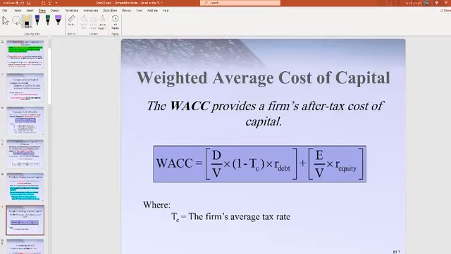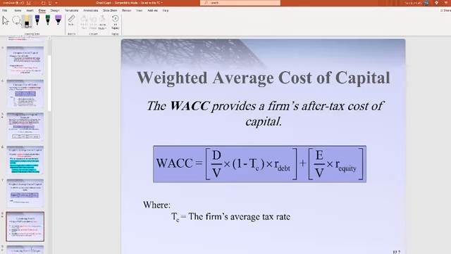The WACC provides a firm's after-tax cost of capital. This is a formula exactly similar to the previous one. The only difference is that we add in the formula 1 minus tax for the debt, and only for the debt, because as I said before, the interest is tax deductible. For shares or equity, there is no adjustment, as there are no tax deductions.